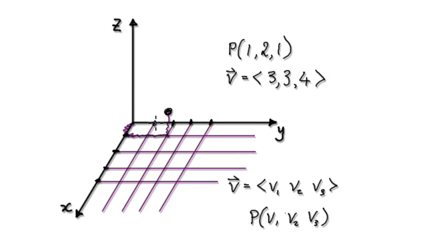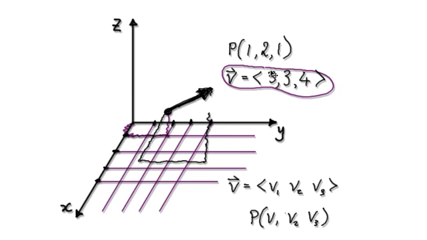Your vector is 3 across in the x direction, 1, 2, 3, and then 3 across in the y direction, 1, 2, 3, and then 4 straight up, 1, 2, 3, 4. So your vector starts here and moves straight across here. This arrow represents your actual vector.